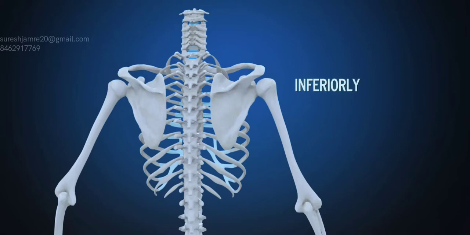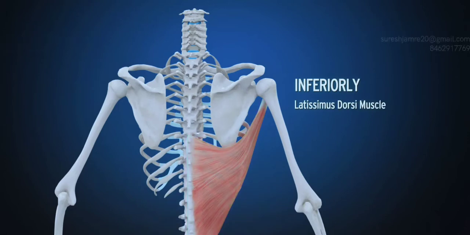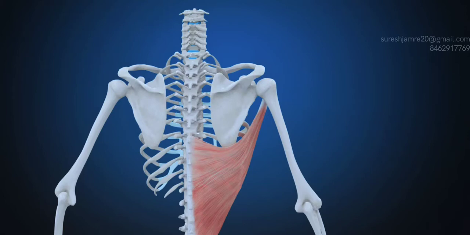Inferiorly, it is limited by the lower oblique edge of the latissimus dorsi muscle, which likewise separates it from the region of the axilla, and above, the superior costa of the scapula constitutes its extreme boundary and separates it from the posterior triangle of the neck. The skin covering the scapular region.